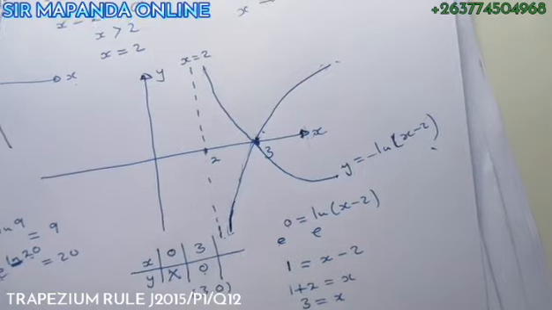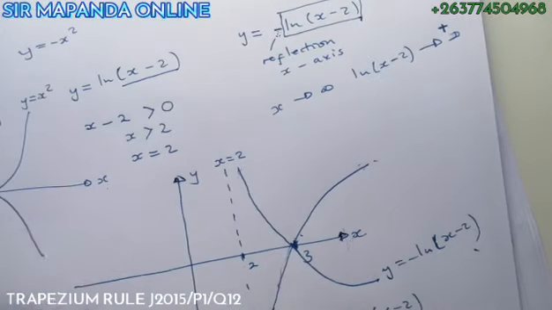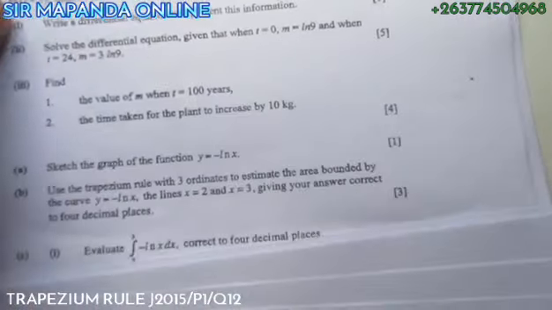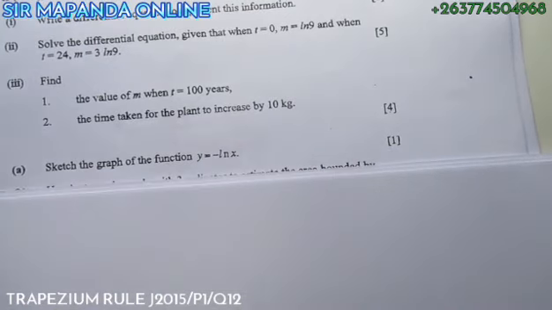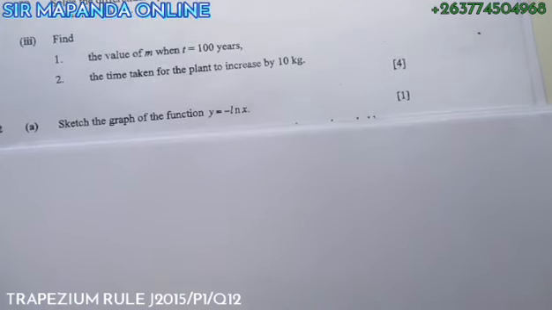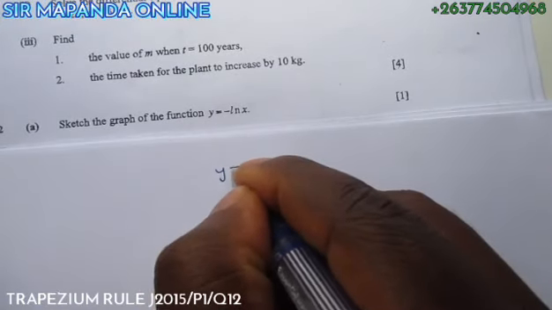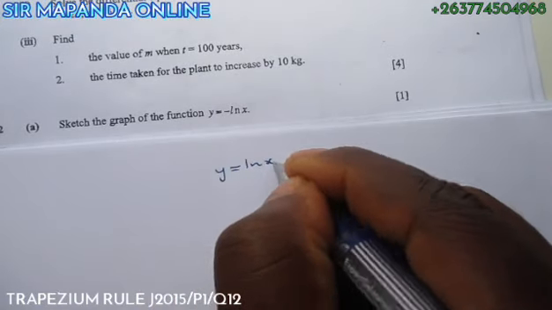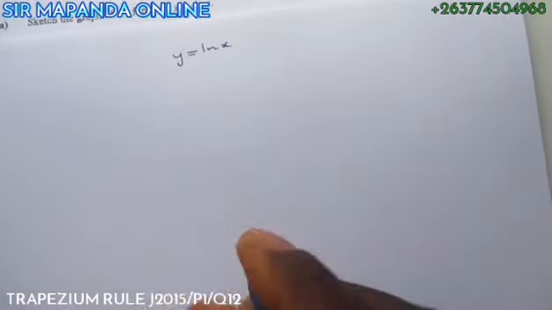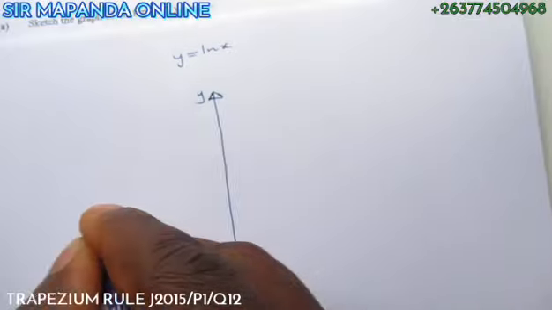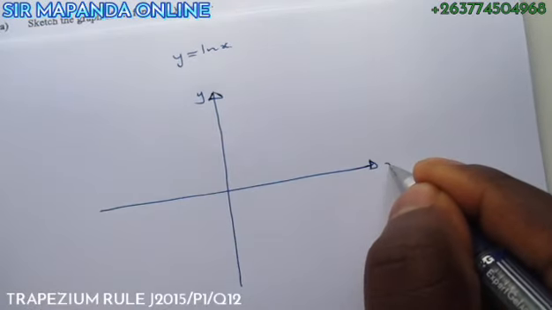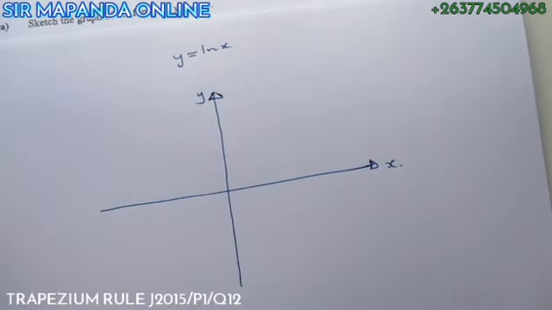Right, so now that you have the idea and the clue, let us go back to our question. The question requires you to sketch the graph of y equals minus ln x. So I'm going to sketch y equals ln x first. Let me draw the Cartesian plane. This is y and this is x. I hope you are following.